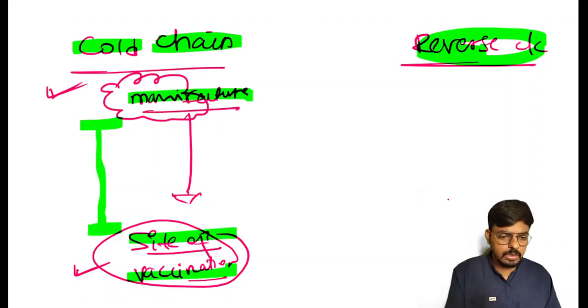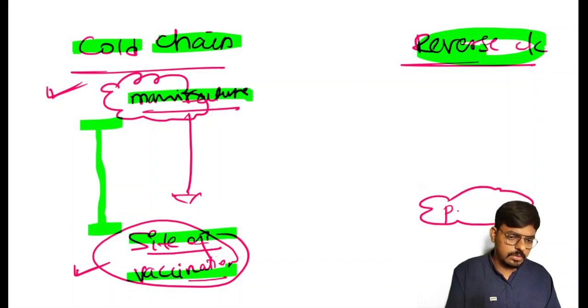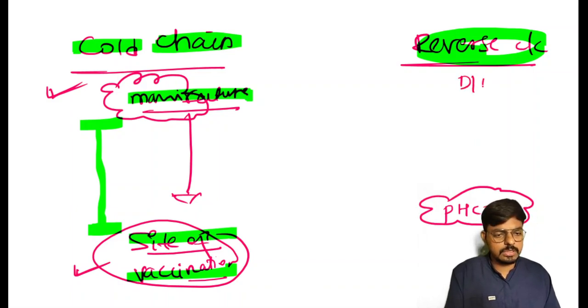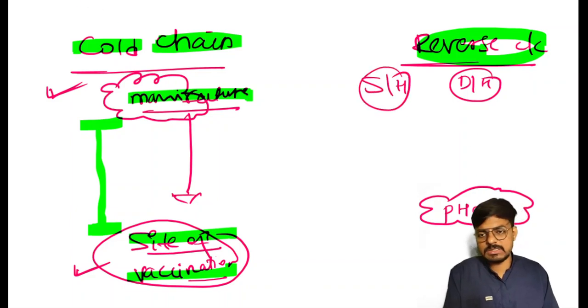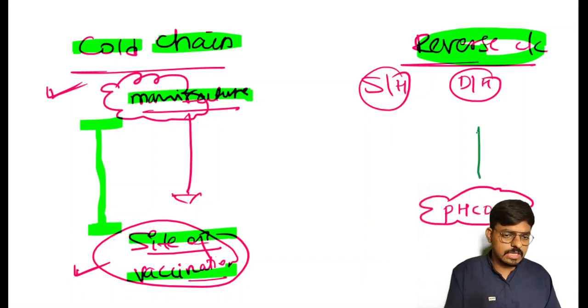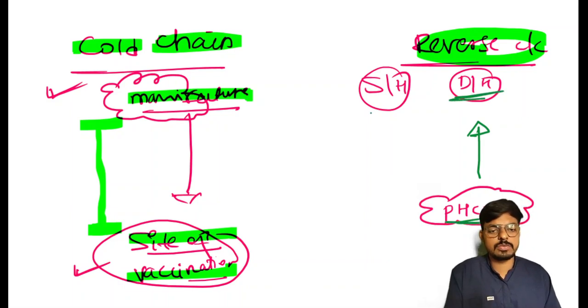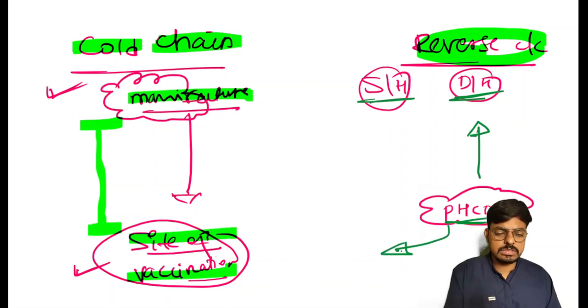From the peripheral healthcare delivery system, we are sending some samples to the district hospitals or to the state level hospitals. For example, if a child has some paralytic-like symptoms, and the male health worker who visited the villages noticed that the child has paralysis-like symptoms.